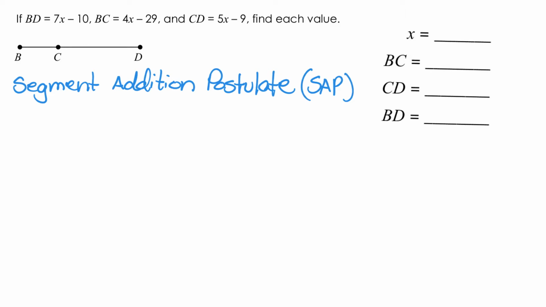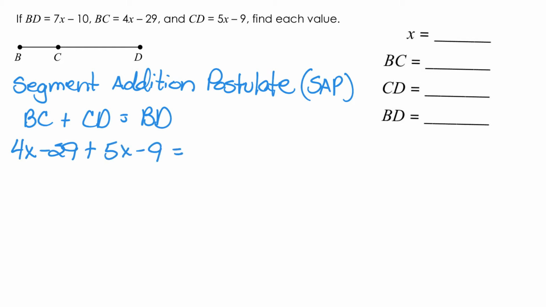And so we want to use the variables to set it up first before we figure out what our equation is. And so it ends up being this segment plus this segment equals this whole segment, making our segment addition postulate BC plus CD equals BD. And so I'm going to substitute what BC is plus substitute what CD is equals whatever BD is. Now that we have our equation, we can do the steps to solve.